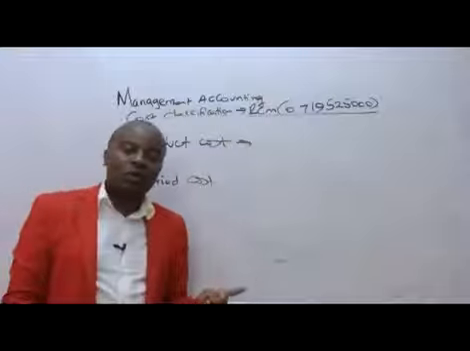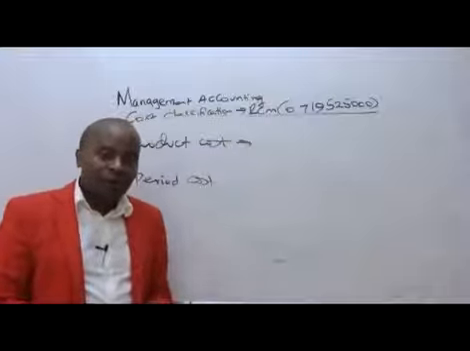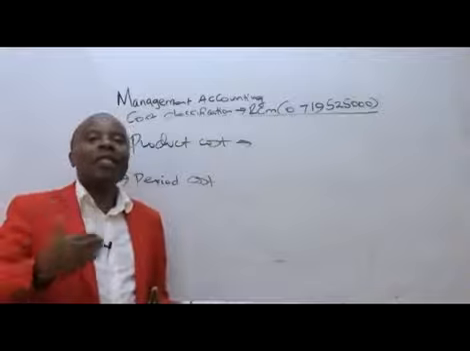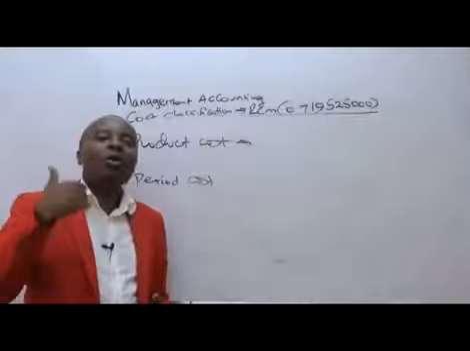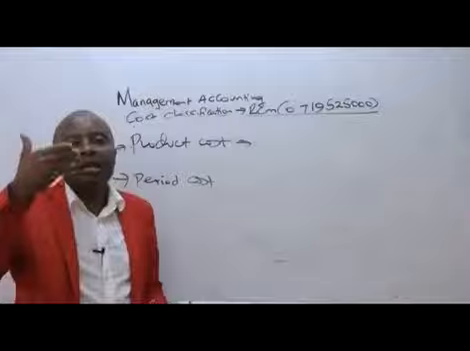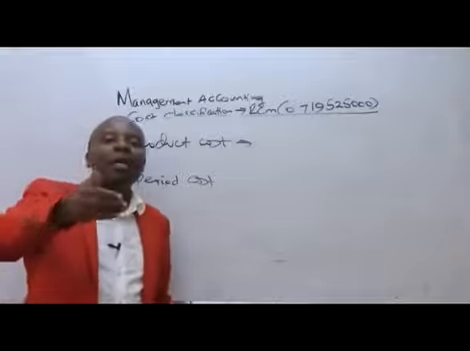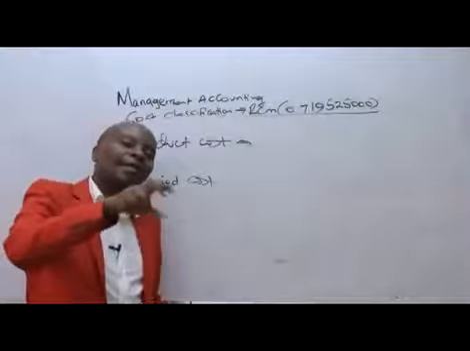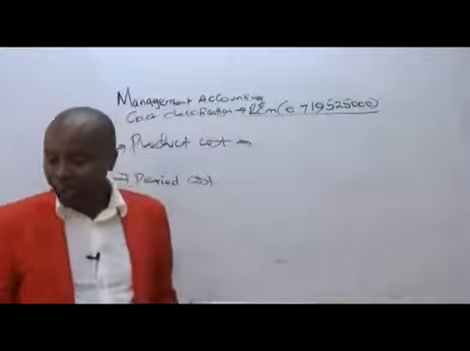And then we have periodic costs. These are those costs that are uncontrollable. Ladies and gentlemen, these are those costs, whether you like it or not, they have to be incurred because they are time-based. For example, salary is paid on a monthly basis, rent paid on a monthly basis. They do not have any direct association to our inventory.